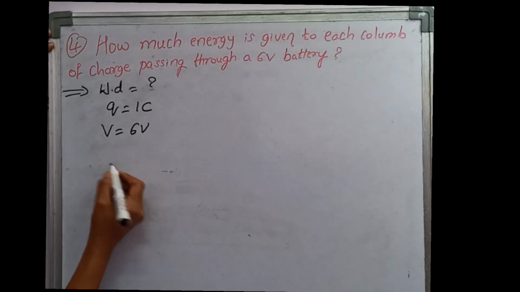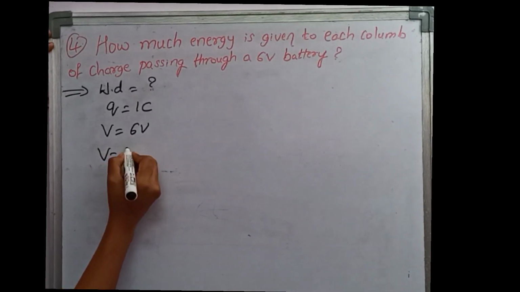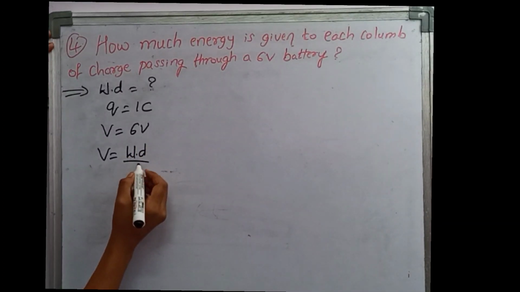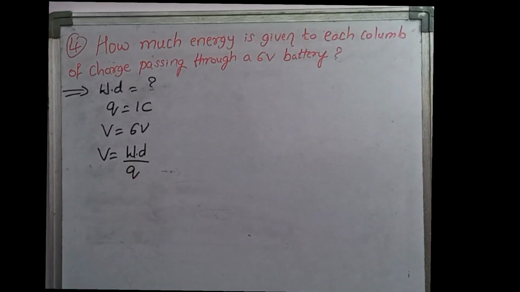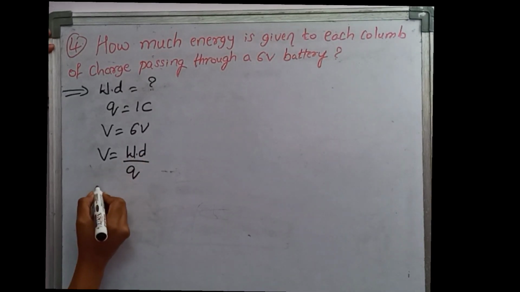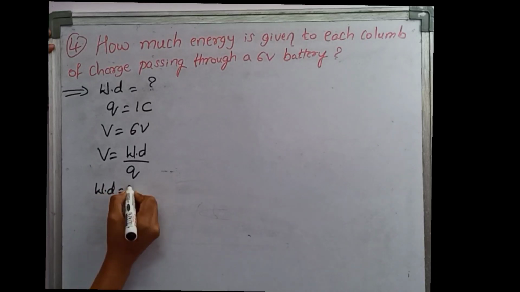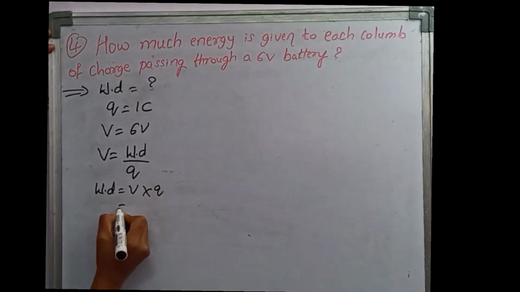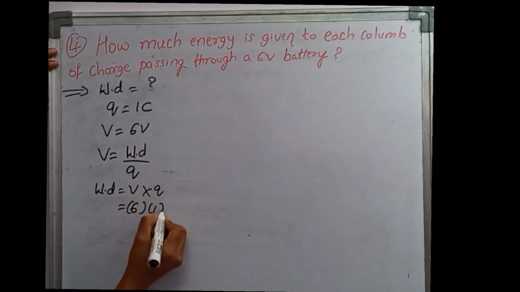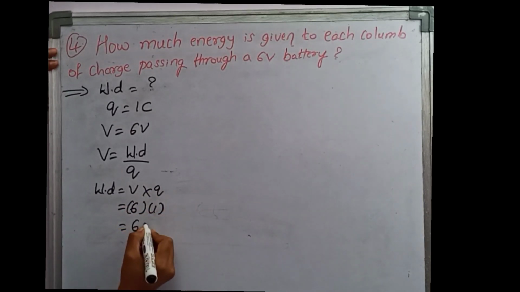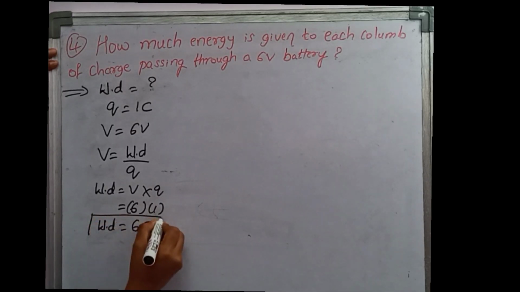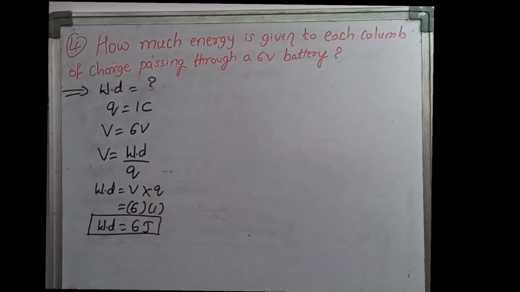What is our formula? First let's write the basic formula: V equals work done divided by charge. We are supposed to find work done, so work done equals V into Q. It is almost similar to the previous numerical. V is 6 and Q is 1, so 6 into 1 is 6 joules. As I said in the previous problem, work done is nothing but energy, so 6 joules will be the answer.